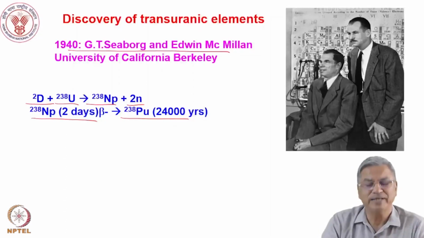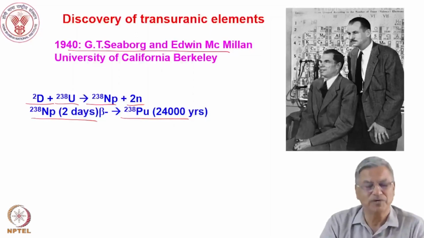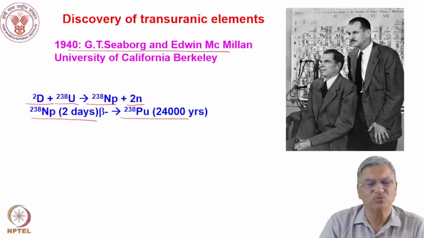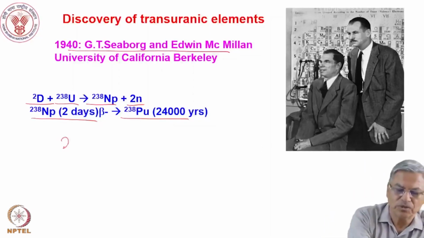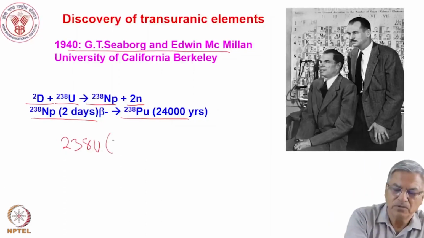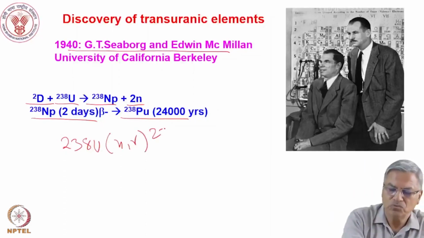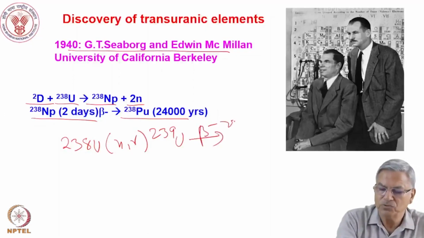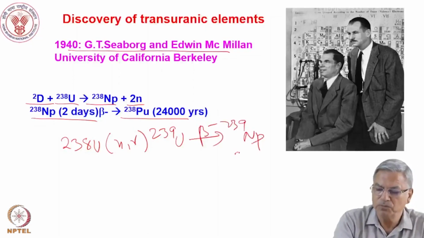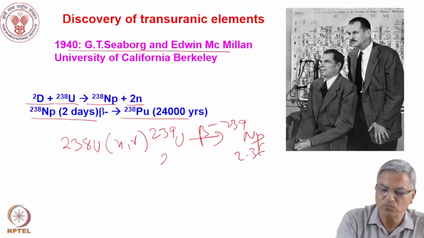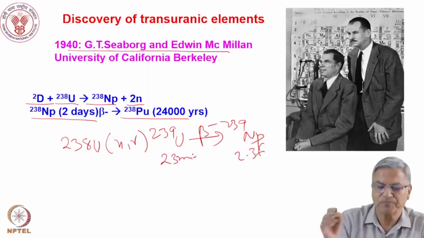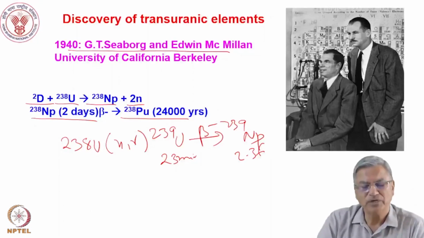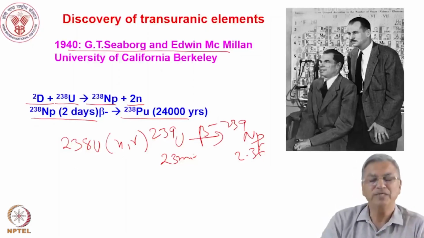Prior to this, element 93, neptunium, was discovered by neutron-induced reactions on uranium. That was uranium-238 plus a neutron giving uranium-239, undergoing beta minus decay to neptunium-239, with a half-life of 2.3 days. So the transuranic elements discovery was also contributed by the development of the accelerators.